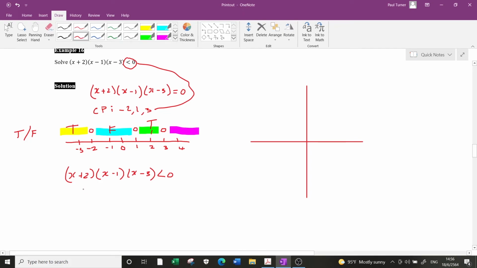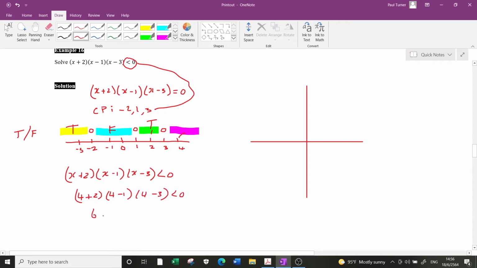So let's check the purple area. Easy number to use here, 4. You can use any number you like that's more than 3, but let's try 4. So 4 plus 2, 4 minus 1, 4 minus 3, less than 0.